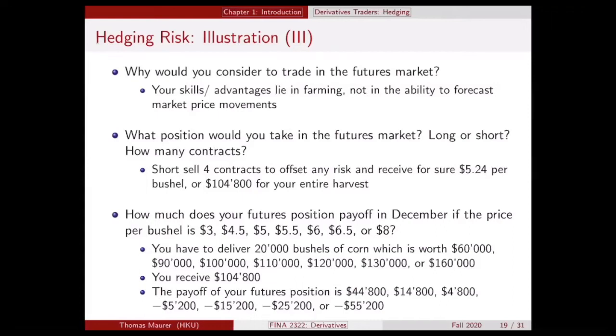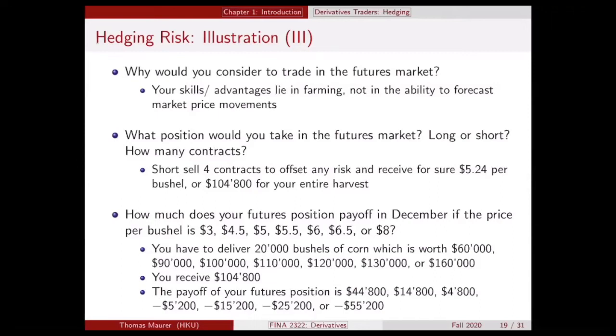Now, of course, there might be some uncertainty whether he can actually produce the expected 20,000 bushels of corn. That may again depend on the weather conditions between now and the harvest time. That might be an additional risk. In this example, we're just going to assume that away, but of course the farmer could trade in some derivatives written on the weather to also hedge away that risk. Okay. So now let's go back.